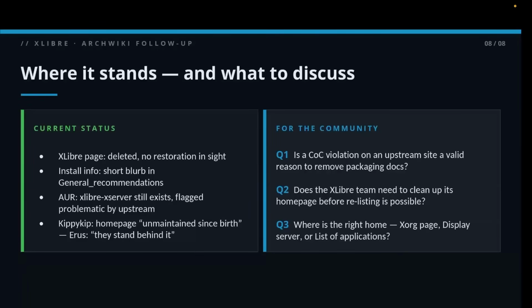Does the XLibre team need to clean up their homepage before relisting? If they do that, would it be possible? Is it something they should be asked to do? Is it something they should do? And where on earth is the right home? On the Xorg page, on their wiki, on the display server page, on their list of applications? Where do you put this? I've seen Linux become more fragmented and distros become fragmented, and we've had all these debates going on. But never before have I seen wiki pages start being fragmented. And I hope it's not a trend of things to follow.